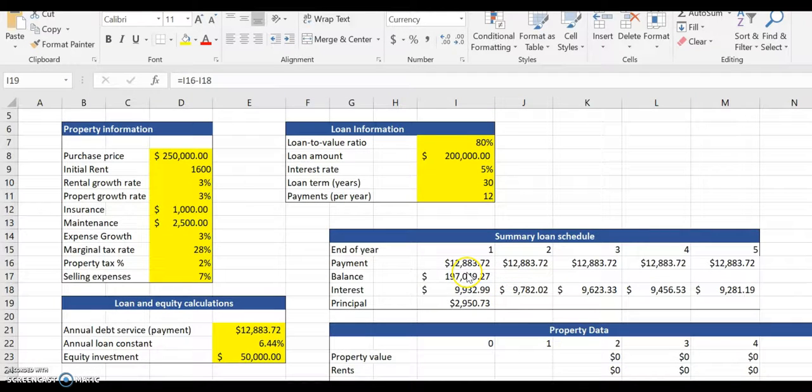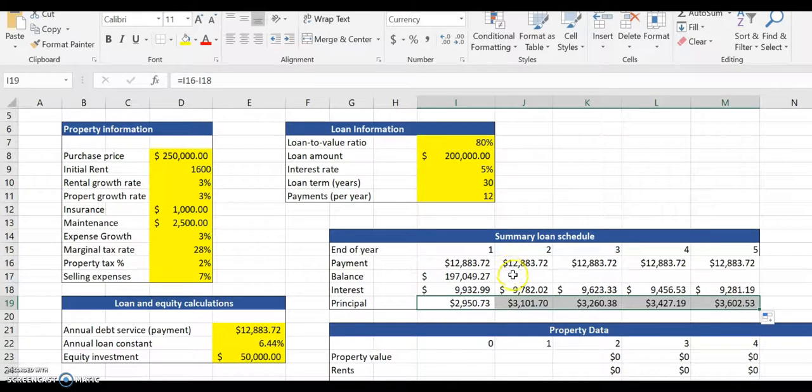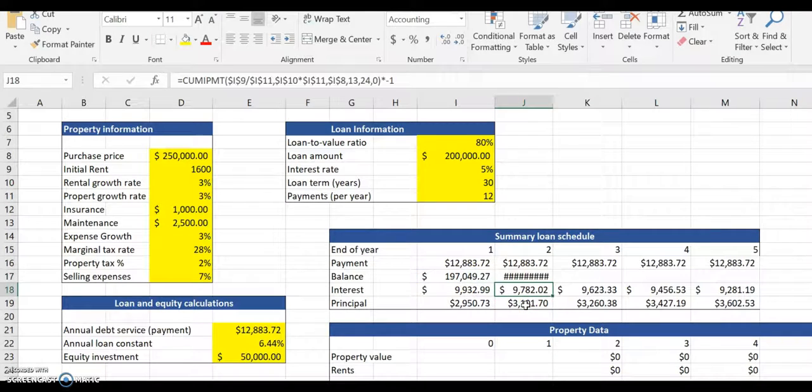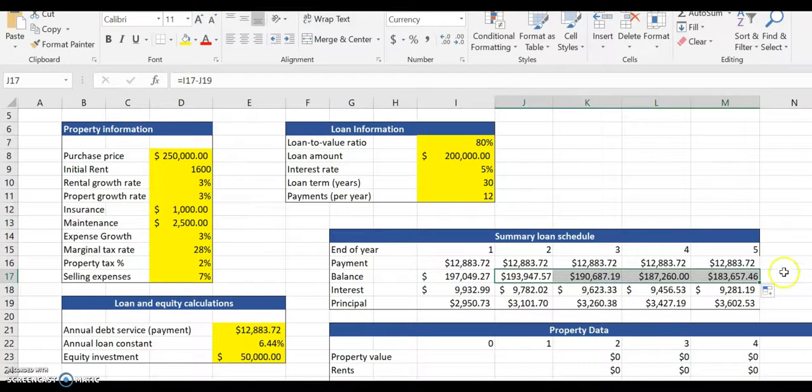Okay, so for my balance, what I did is I took our loan amount, $200,000, less our principal, got this number. Go ahead and drag this across, and then from there we can do equals this minus this, and then drag that across for the remainder of our 5 years.